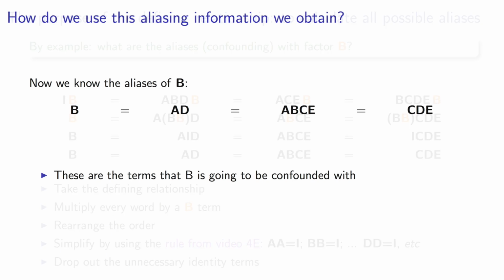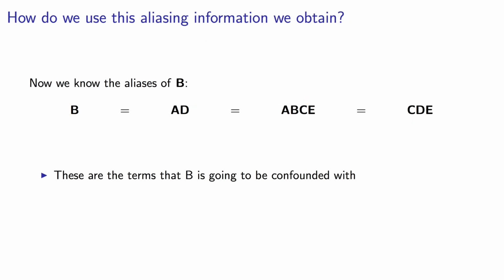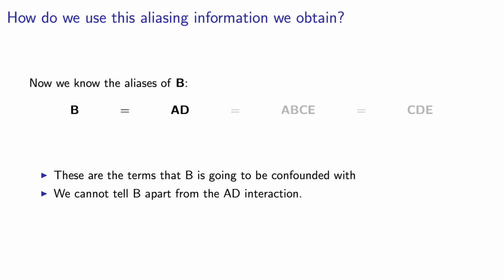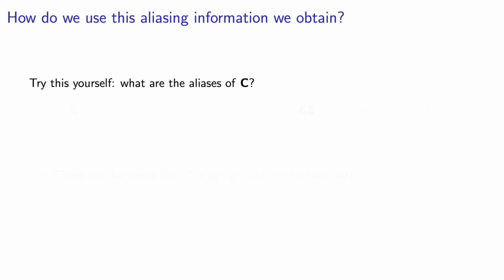Let's interpret that quickly. It tells me that factor B is going to be aliased with the AD interaction, as well as the fourth order interaction of ABCE and the third order interaction of CDE. Now typically, we'll ignore interactions equal to the third order or higher, because they almost are never existent. So really, the only practical interaction confounded with the main effect of B is the two-factor interaction of AD. Try this for yourself now, and figure out what factor C is confounded with.